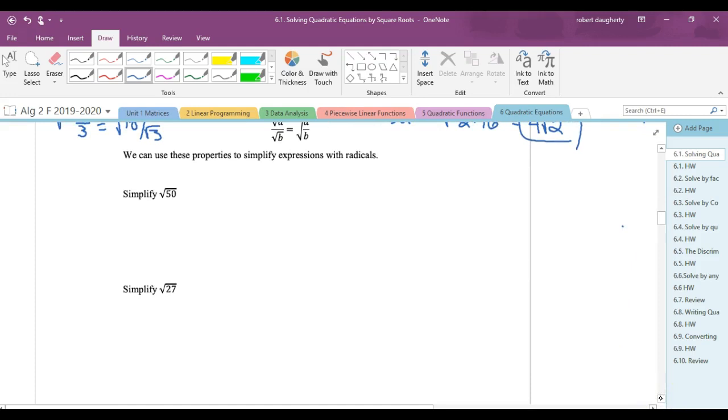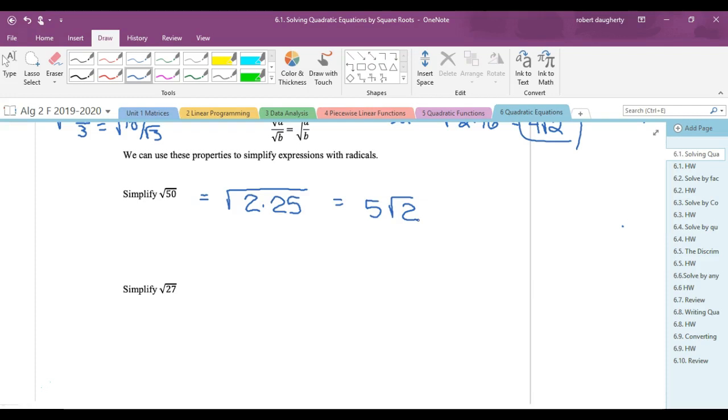Square root of 50. If this were the square root of 49, I would be done, right? What's the square root of 49? 7. There is no integer that makes 50, so 50 is not a perfect square. So I can rewrite this as the square root of what? If I write that as the square root of 2 times 25, how does that help me? What's the square root of 25? 5. So the answer here is 5 square root of 2. And that's in simplest form.